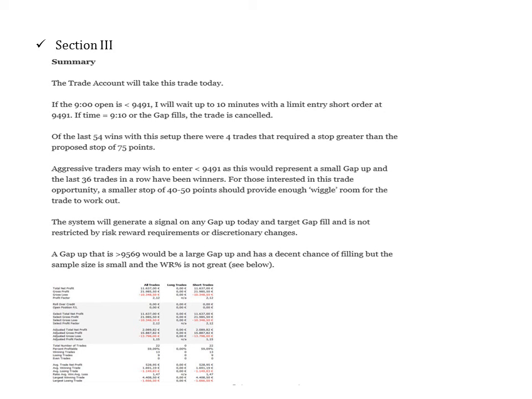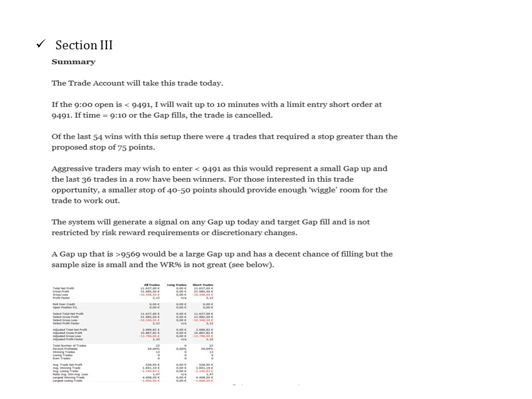So here I have, if the 9 o'clock open is less than the minimum risk reward, I will wait for up to 10 minutes with a limit order entry, which we talked about. I will not wait past 9:10, or if the gap fills and the trade is cancelled. I'm also mentioning the fact that of the last 54 wins with this setup, there were 4 trades that required a stop greater than the proposed stop of 75 points. So I'd mention that I cap my stop at 75.